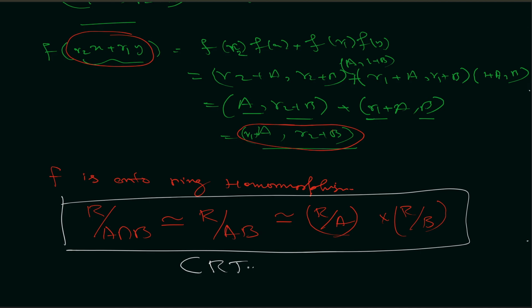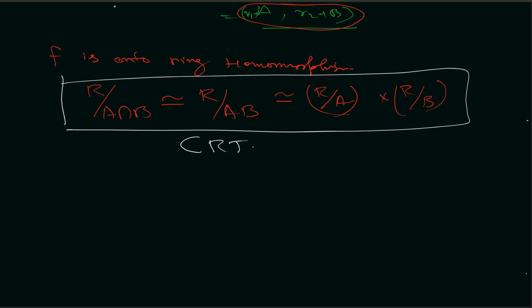I did this for two ideals A and B, and I will define this for finitely many ideals, because you can definitely do it by induction. So I will now formally define what is called the Chinese remainder theorem, CRT.